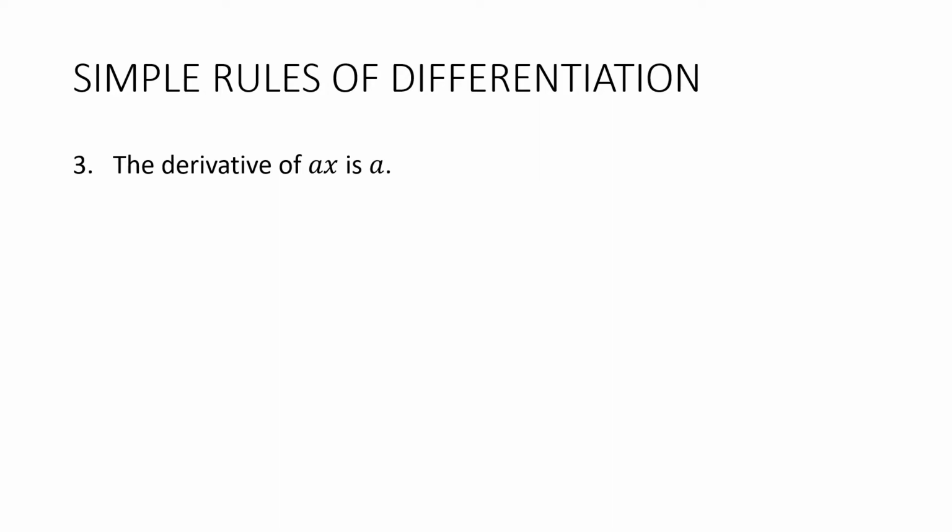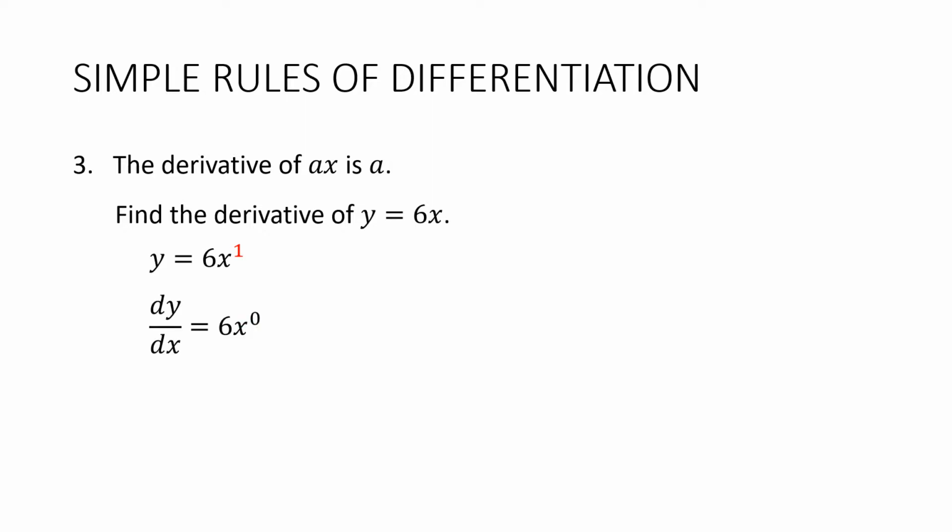The derivative of ax is a. So if we want to find the derivative of y is equal to 6x, for instance, it's going to be 6. Let's have a look at y. So here it is, y is equal to 6x. That's actually 6x to the power of 1. Bring your 1 down, and then that power is going to go to 0. What's anything to the power of 0? 1. So anytime you've got a coefficient in front of just an x to the power of 1 term, it's just going to become the coefficient.